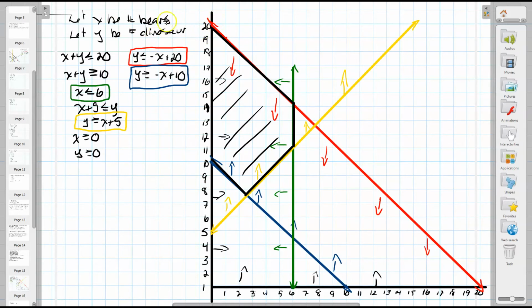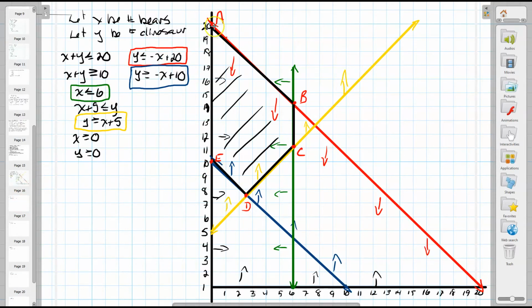Now we'll identify all of the vertices of the polygon. Call this A, this vertex is B, this vertex is C, this one is D, and this one is E. Once we've identified the vertices, now we need to figure out what the x and y coordinates are for each one of those. So let's start with the A vertex.